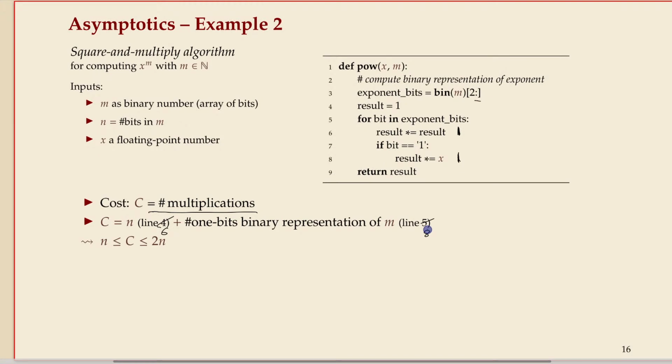The overall cost, if we have these conventions for the input, so the number of bits in m is n. Then we have exactly n operations here, because that loop is run through n times. And then the other one, we don't know exactly how many times, but if we have the number of ones in the binary representation of n, then we know. That's just a bit unwieldy. But it's obvious from this that it's at least n and at most 2n. OK?